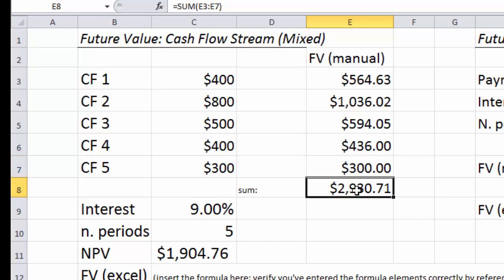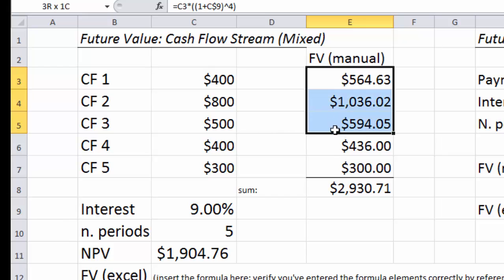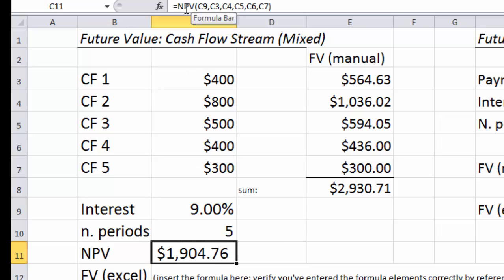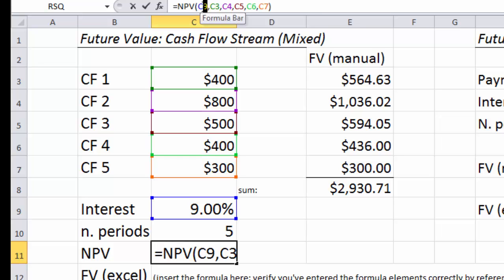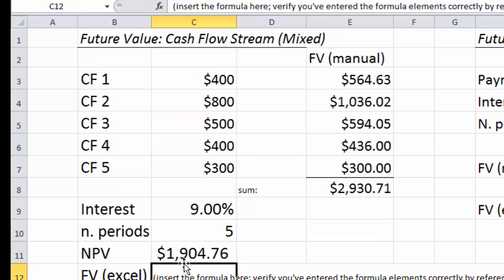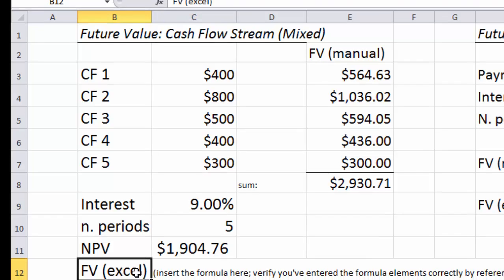Now, Excel can do this for us. First of all, if we turn the future value of this series of payments into a net present value, we do that with the Excel net present value formula, which is right here. We enter in the rate, C9, and then value 1, value 2, value 3, value 4, 5, and so on. We've only got 5 here. The values are these amounts here, C2, C3, 4, 5, 6, and 7. Okay, so we find the net present value, which is $1,904.76.